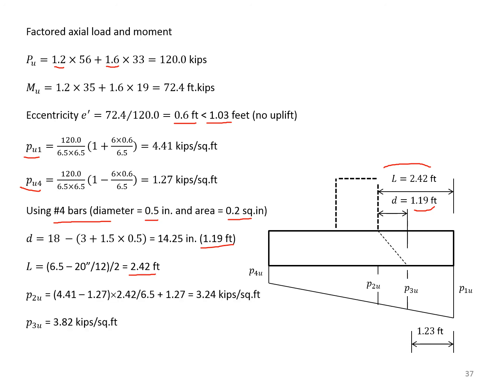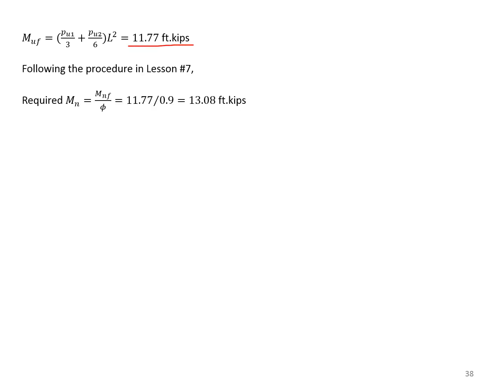All right. From there, you simply find the P2U just from the geometry and P3U as well. So you get 3.24 for P2U, 3.824 for P3U. So you have all these little pressures computed now. So you're ready to go ahead and use them in your equation. So using it in the MUF equation, you get 11.77 foot-kips.